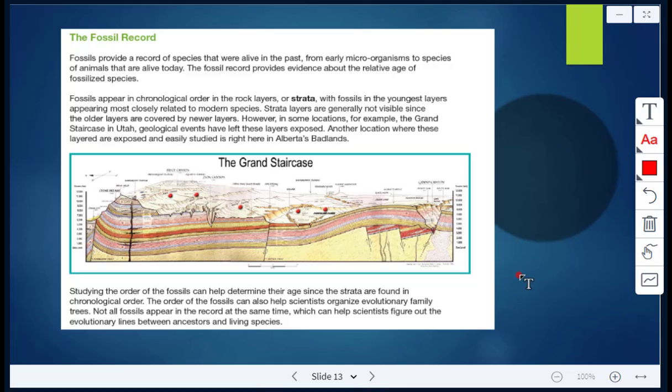So the fossil record. Fossils provide a record of species that were alive in the past, from early microorganisms to species of animals that are alive today. The fossil record provides evidence about the relative age of fossilized species as well. All right, they appear in chronological order in the rock layers or the strata. Fossils in the youngest layers appearing most closely related to modern species.